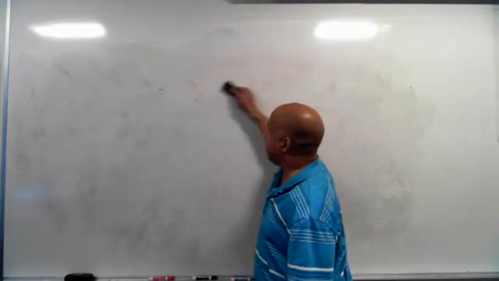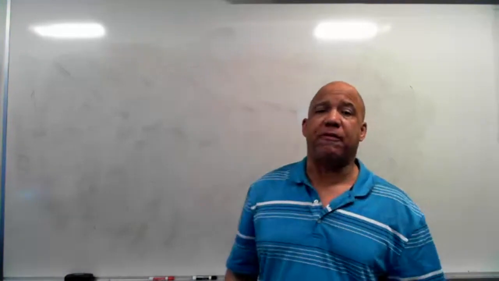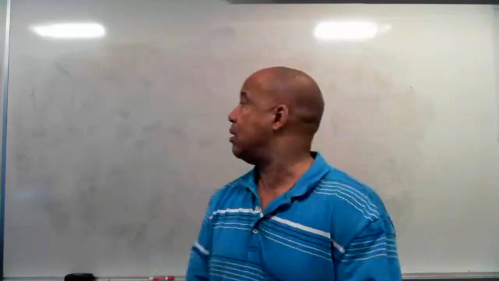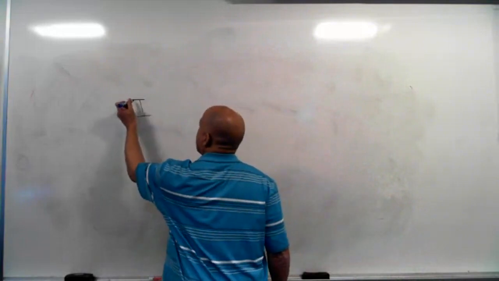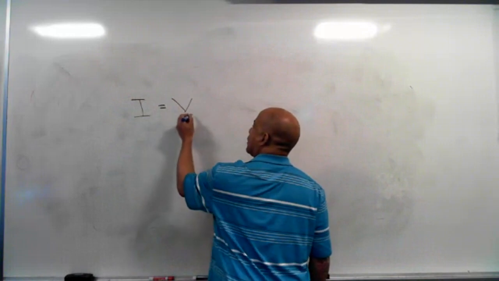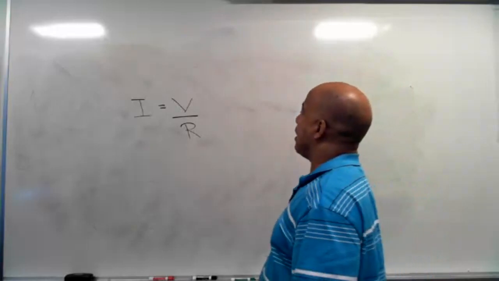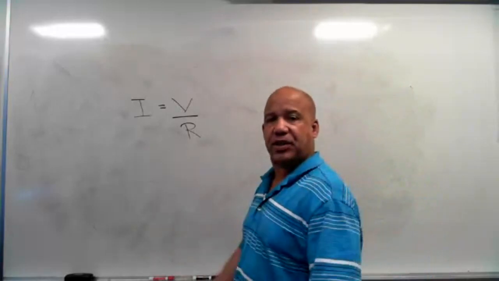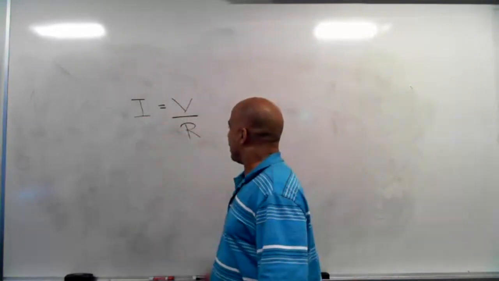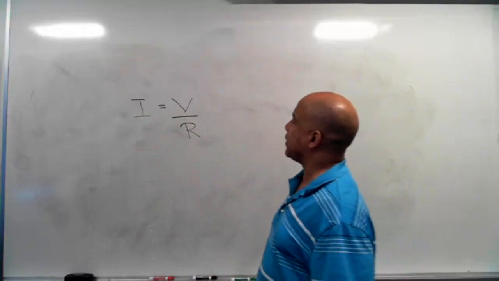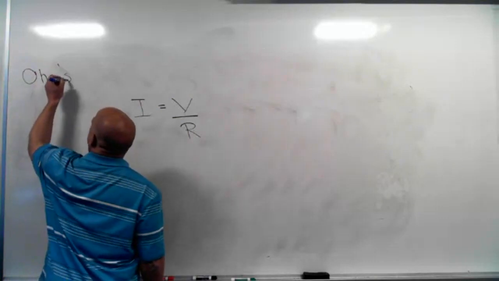So just to recap, in the last class, we introduced the fundamental law of electronics called Ohm's law. Ohm's law says that current is equal to voltage divided by resistance. This is the standard way of writing Ohm's law, that cause and effect relationship I talked about in the last class. You can see that voltage is the cause of a current, and resistance is opposition to current flow. So you want to make sure that you know and are very familiar with Ohm's law.